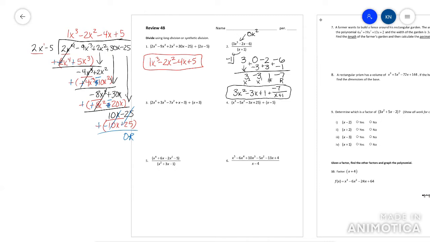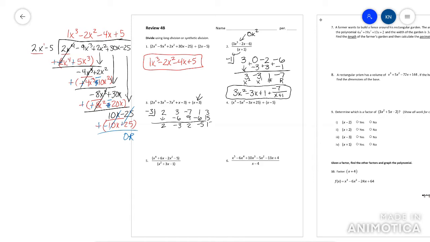Okay. The next one's another synthetic because I'm dividing by something real nice. So just make sure you change the sign on this. Instead of 3, it's -3. There's no gaps here in any of the x's, so I can just go 2, 3, -7, 1, 3. Drop the 2, multiply, combine. Multiply, combine. Same thing.